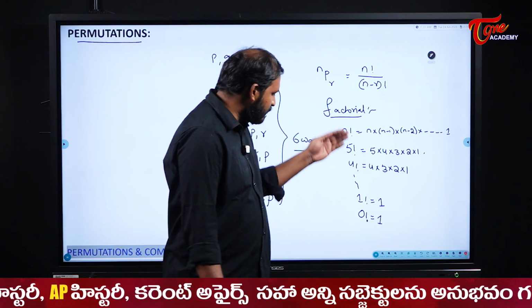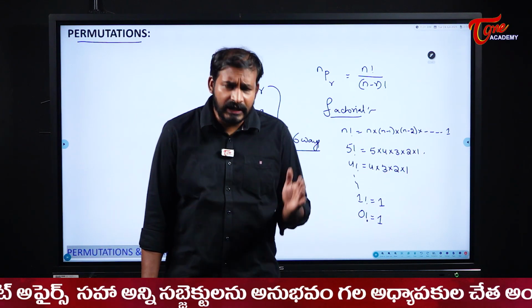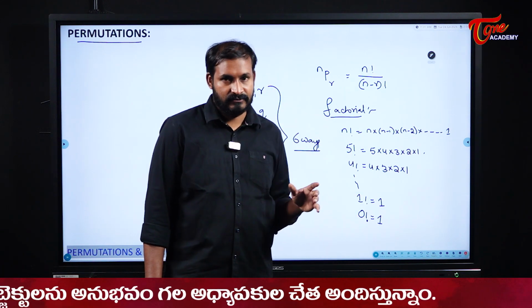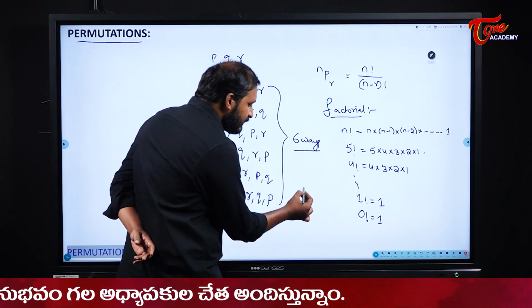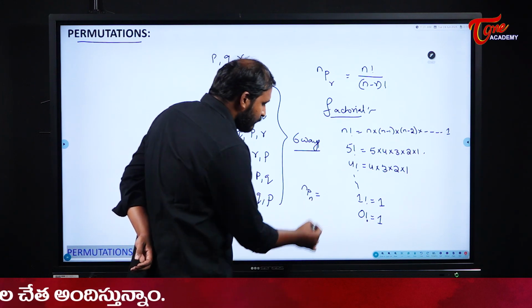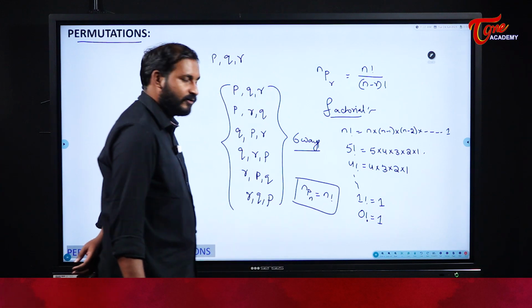If we keep on seeing the proofs for all such type of things, it will take a lot of time. It is a waste of time. Just remember 0 factorial is 1. And remember one thing, nPn will be equal to n factorial.